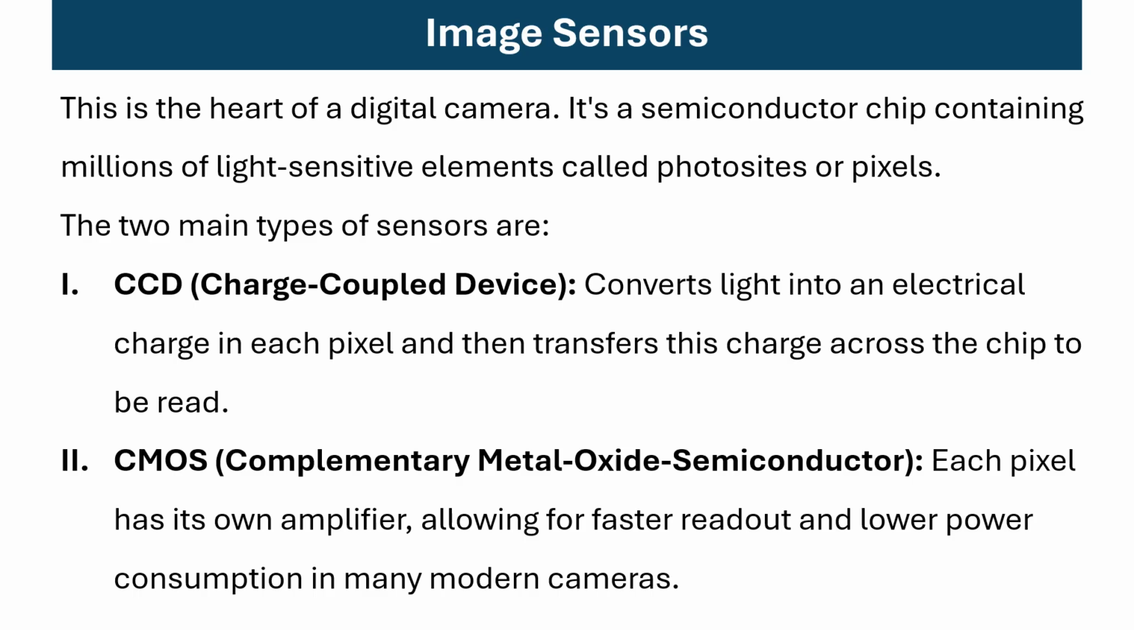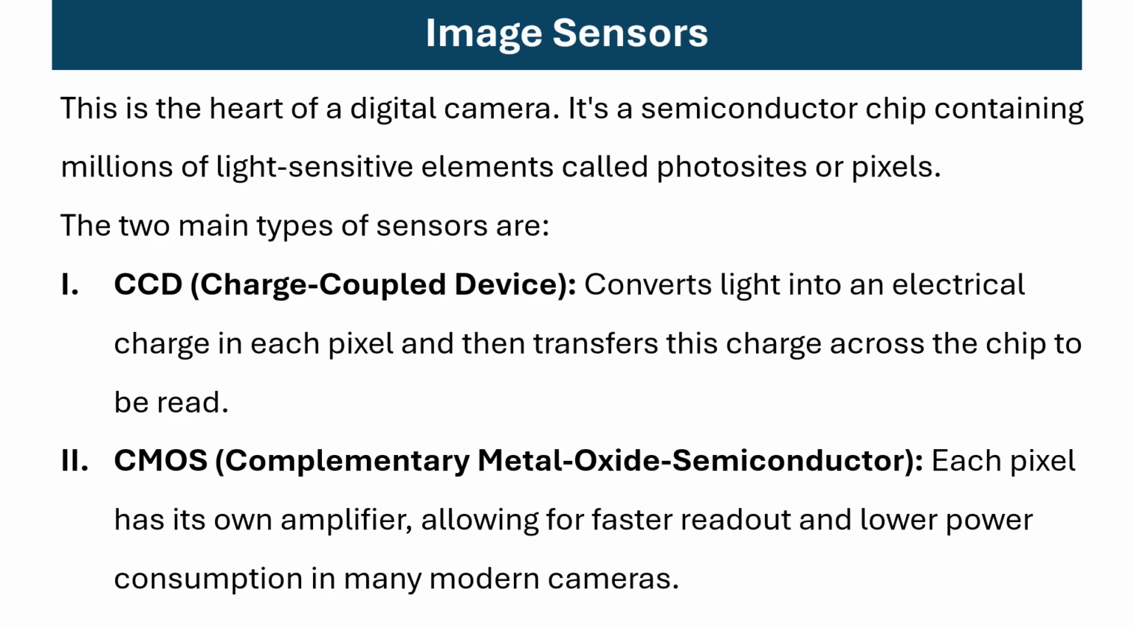Now, the sensor is the heart of a digital camera, okay? It's a semiconductor chip containing millions of light-sensitive elements called photosites or pixels. It's where the image is translated, converted, and written to get the final output. So we have two main types of sensors. We have the CCD, charge-coupled devices.